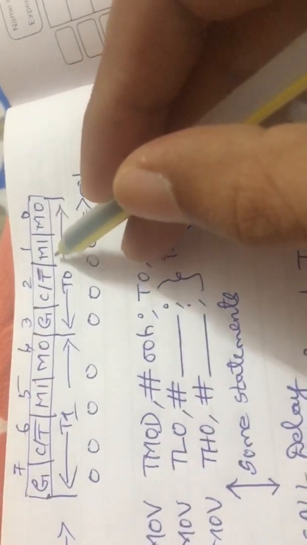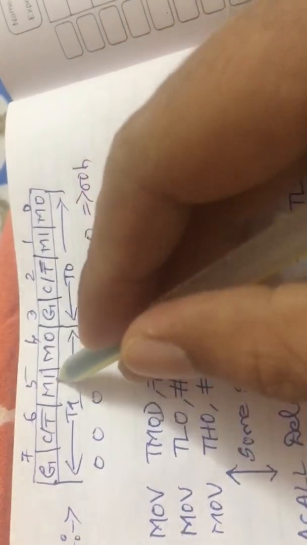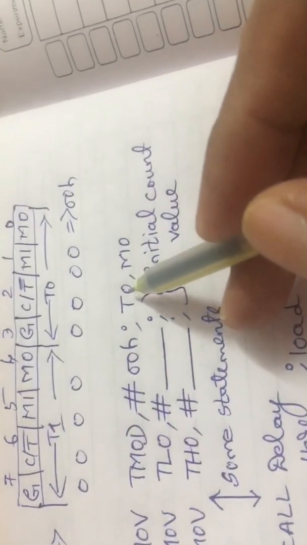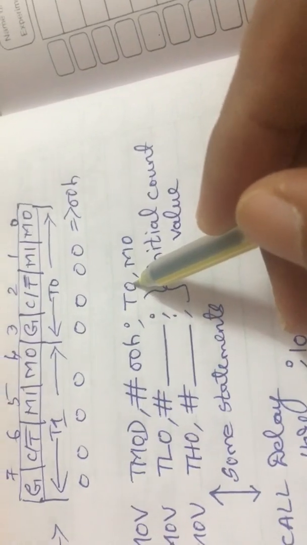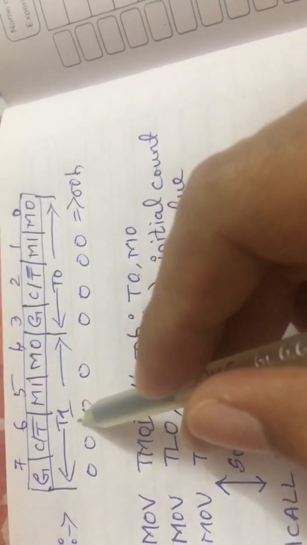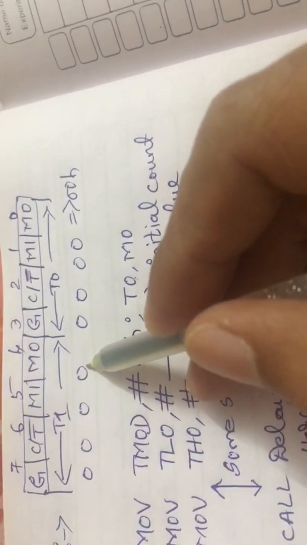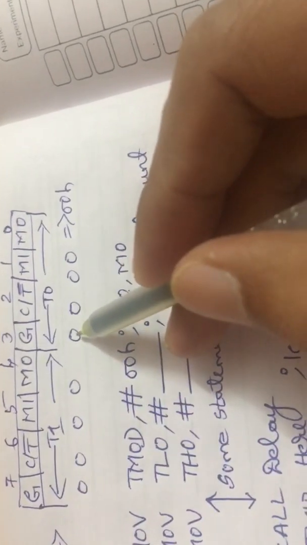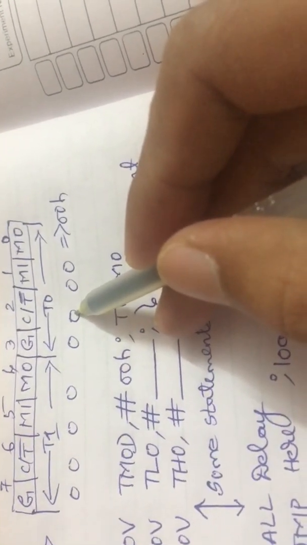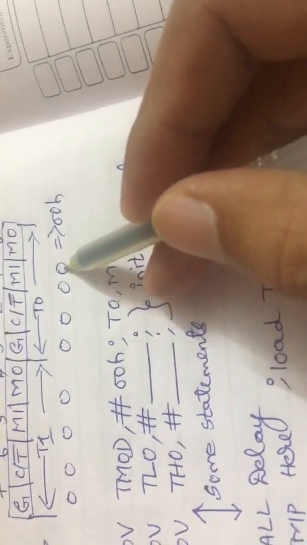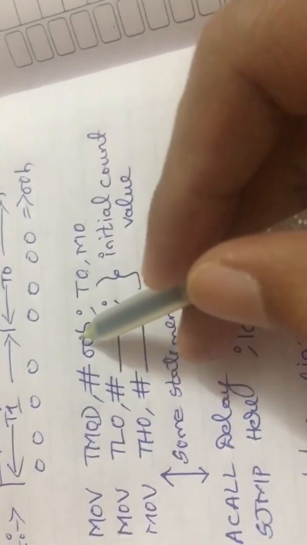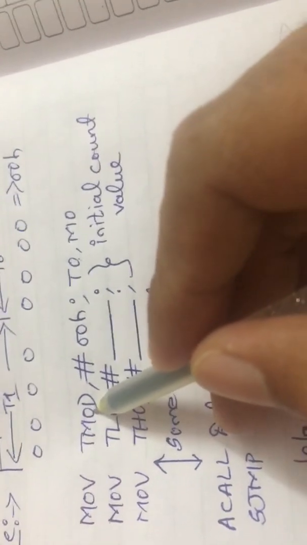So M1 M0 C/T' GATE, right? As an example, I'm using timer 0 with mode 0. We are in mode 0 now, and I don't bother about timer 1, so make all those bits equal to 0. By default, GATE is equal to 0, we are in timer mode so this bit is equal to 0, and we are in mode 0 (0 0). So the total value is equal to 00H, right? That value is to be loaded into TMOD.